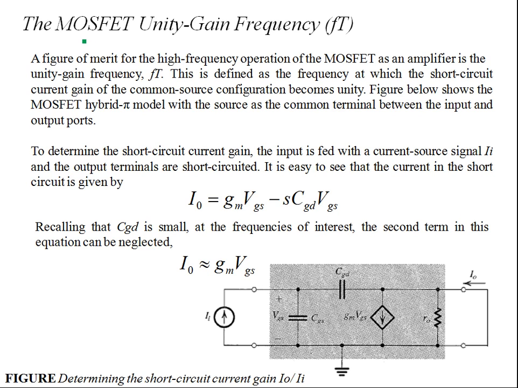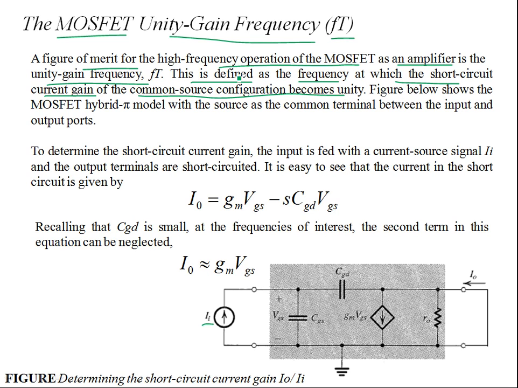So now one important figure of merit for the MOSFET is the unity gain frequency, FT. This is the figure of merit for the high frequency operation of the MOSFET as an amplifier. What it means is that if you short out the output, then the short circuit current I0 relative to the input current Ii has to be independent of frequency. So this is defined as the frequency at which the short circuit current gain of the common source configuration becomes unity.